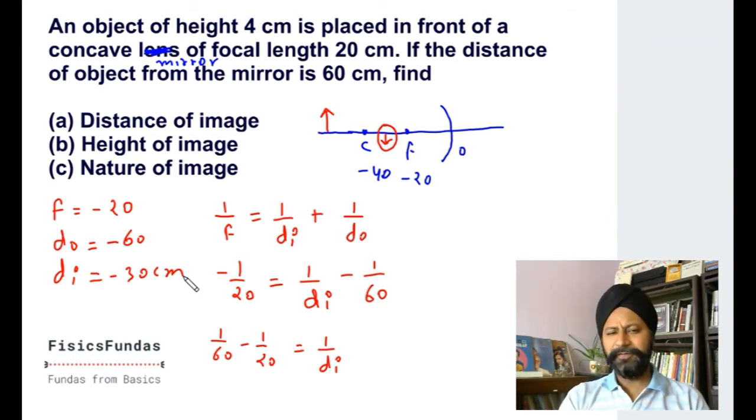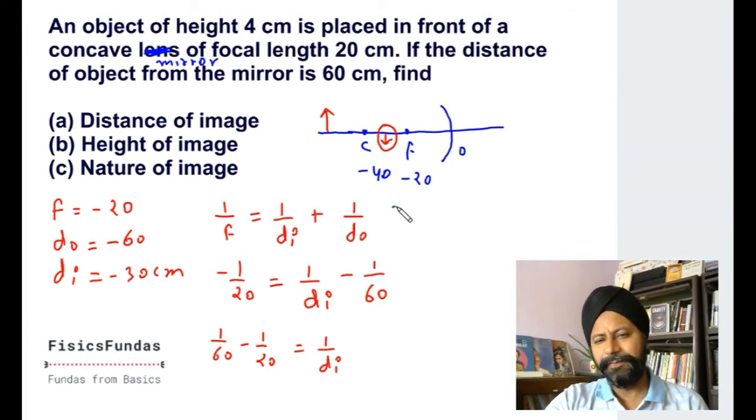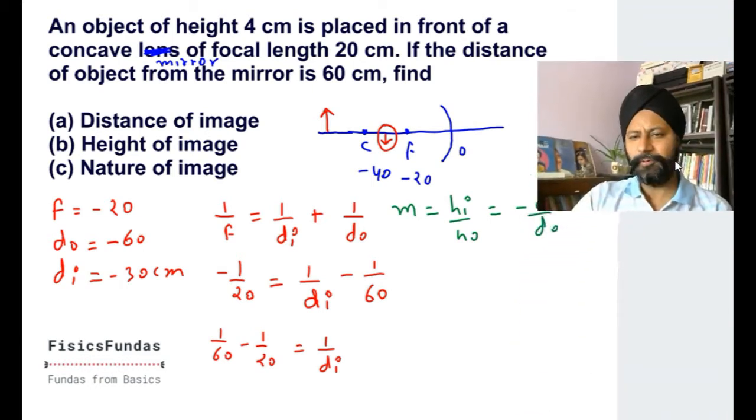Height of the image. How do we find the height of the image? So let's use another formula. I know magnification is equal to height of image by height of object, but that also is equal to negative di by do. First, I'll move my own image here.